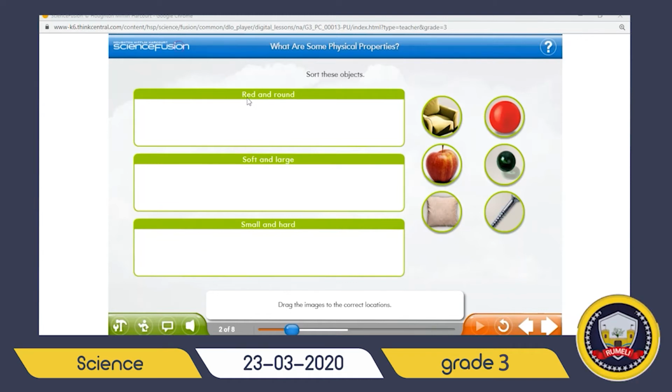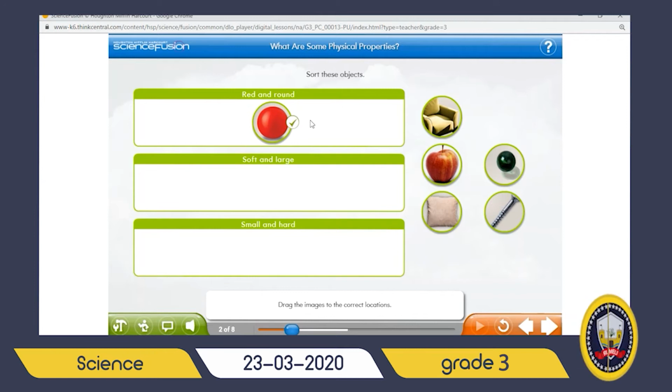Let's check the categories first. One of them is red and round. The other one is soft and large. The third one is small and hard. Let's start with the ball. The ball is red, right? And it's also round. So which category is appropriate for the ball? The first one, red and round, right? Good.